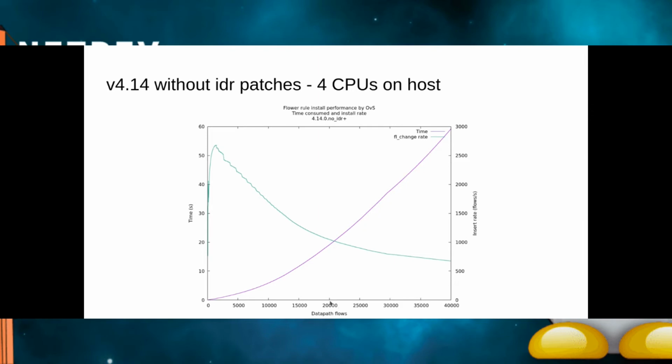So for inserting 20,000 data path flows, it took like 22 seconds, at an average of 1,000 flows per second.